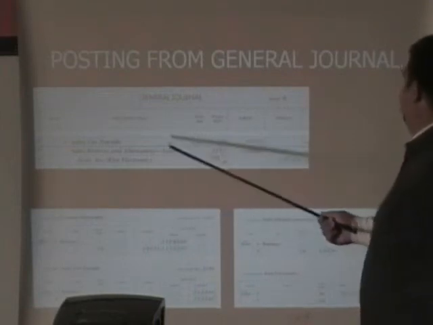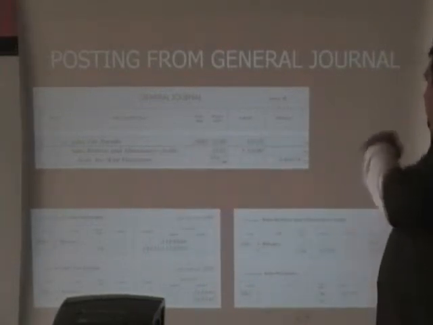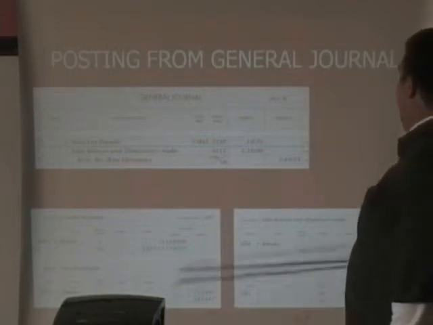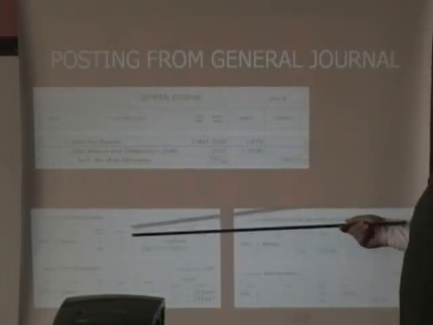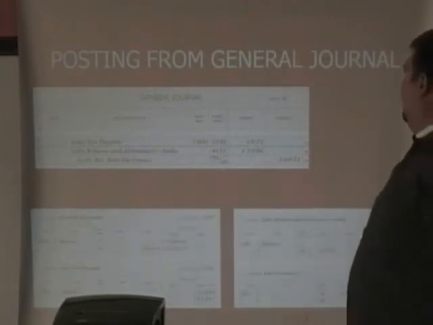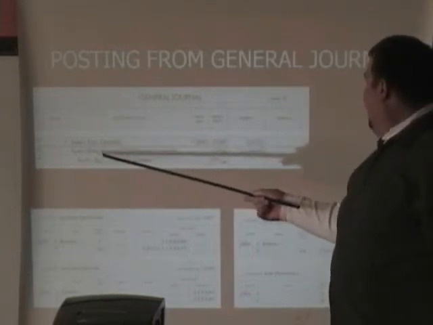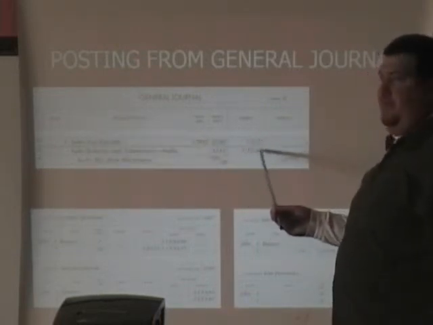Okay. Now, we are going to post from our general journal. Here's our general journal. We have basically 4 accounts. It's a 3-liner, but we have 4 accounts that are going to be affected. First account, your sales tax payable. So, we're going to take our sales tax payable amount.